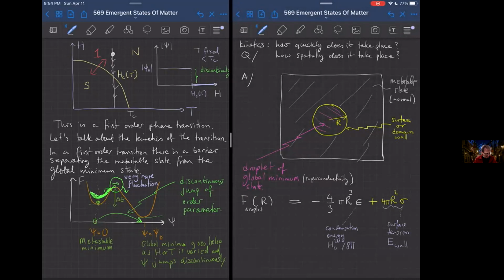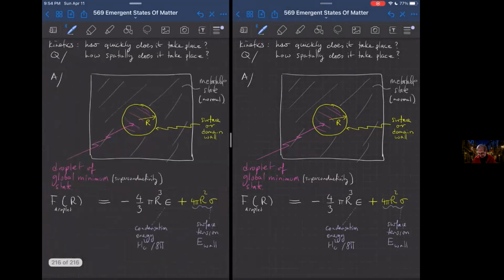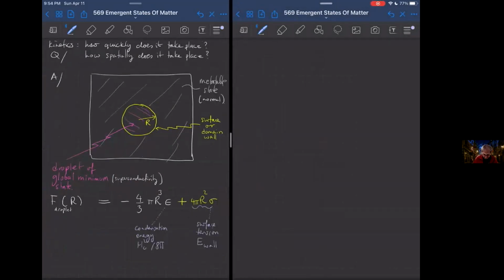So now that we know this, we can plot what this looks like. So here is the free energy of the droplet as a function of radius, and as you can see, for small r it goes up as a quadratic. For large r it goes down as a cubic. So it's going to do something like this. And this maximum value here is the critical radius.